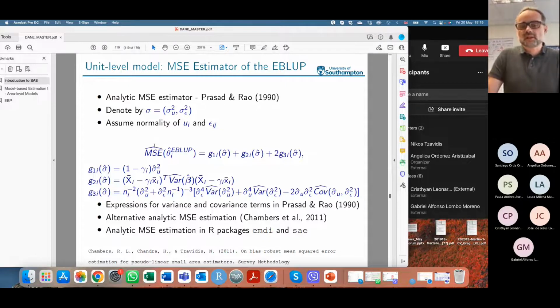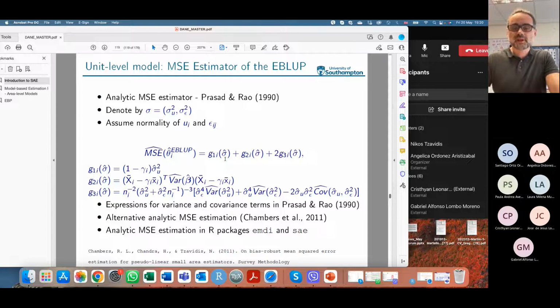Okay, so the analytical MSE estimator that is the most popular in the literature, as in the case of the area level model, is the Prasad-Rao one, and that goes back to a paper by Prasad and Rao in 1990. But we have seen that before. Under that framework, you assume normality for the random effect and the unit level error terms, and an estimator of the mean squared error of the EBP, theta hat i EBP, comprises three parts: this G1 term, G2 term, and this G3 term.